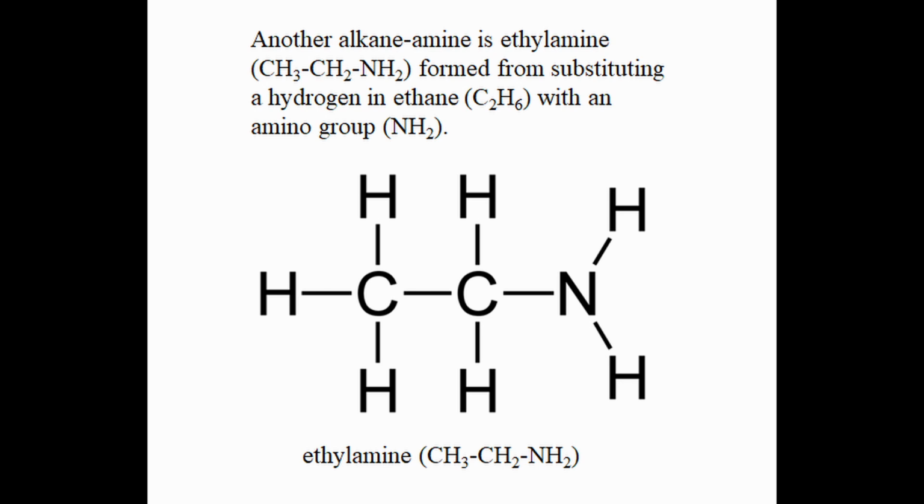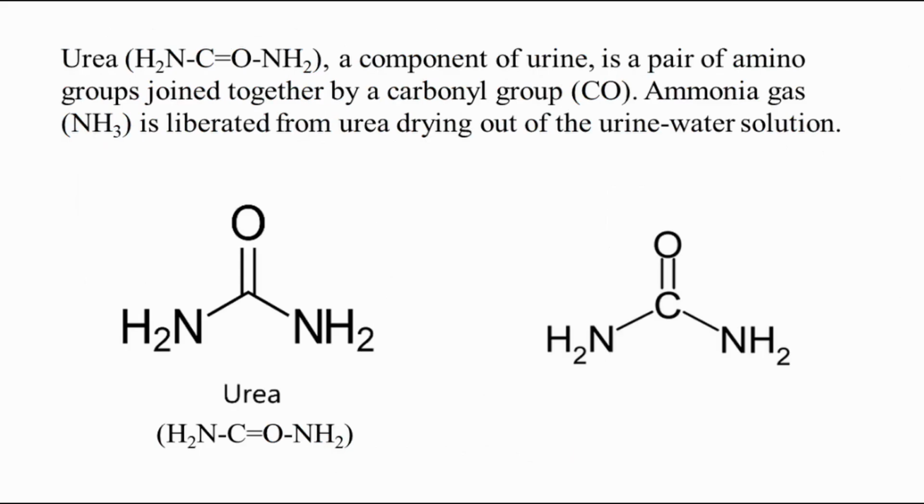Another alkane amine is ethylamine, C2H5NH2, formed from substituting a hydrogen in ethane, C2H6, with an amino group, NH2. Urea, H2NCONH2, a component of urine, is a pair of amino groups joined together by a carbonyl group, CO. Ammonia gas, NH3, is liberated from urea drying out of the urine water solution.